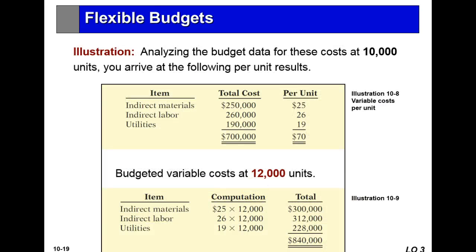Okay, and now analyzing the budget data for these costs at 10,000 units, you arrive at the following per unit results. So indirect materials, indirect labor, and utilities end up being $70 per unit. So budgeted variable costs at 12,000 units should give us $840,000. So do you see how that's $140,000 greater than at 10,000 units?